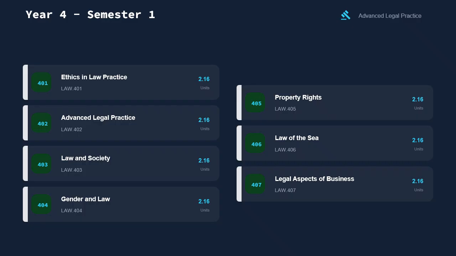Practical application: lawyers advise on passage rights, defend against unlawful arrests, and prosecute maritime crimes. Students analyze navigation scenarios. They learn to balance security and freedom.